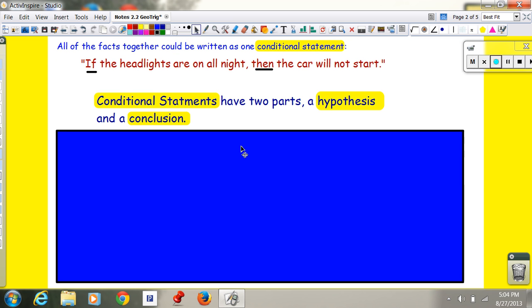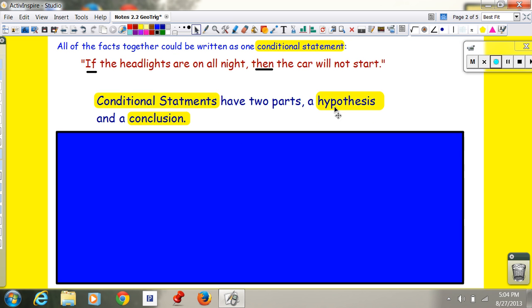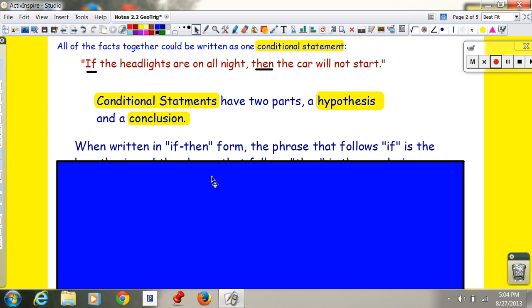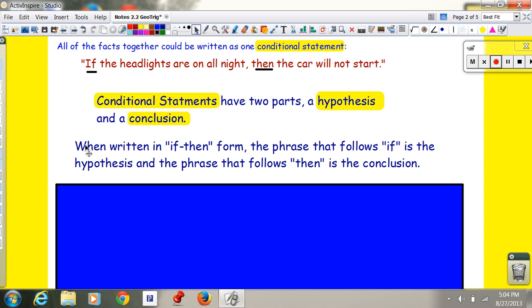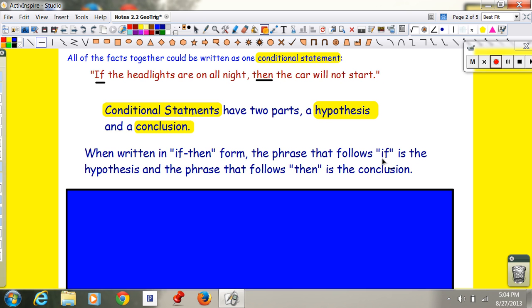A conditional statement has to have two parts, hypothesis and conclusion. When you write a conditional statement in if-then form, the phrase that follows if is the hypothesis. The phrase that follows then is the conclusion. So you're looking for the if statement. That would be our hypothesis. If this happens, that's the hypothesis. You're going to look for what follows the then, and that's your conclusion.